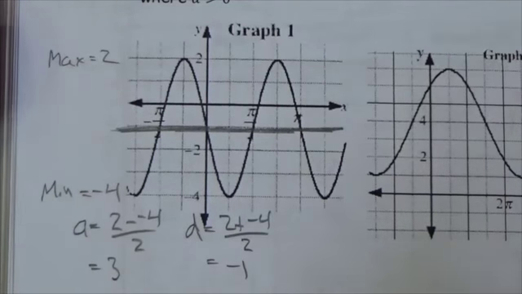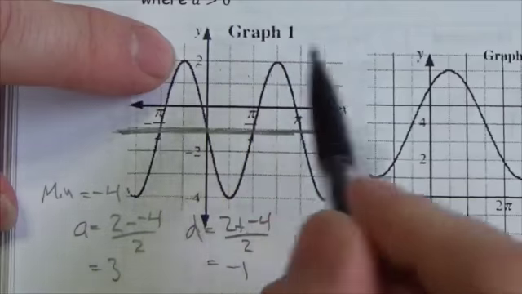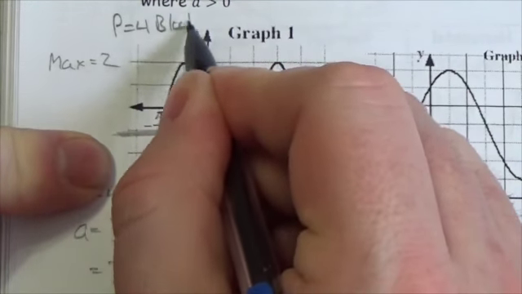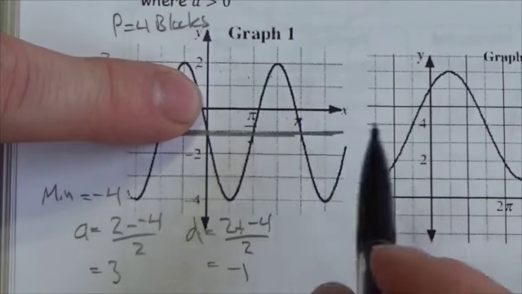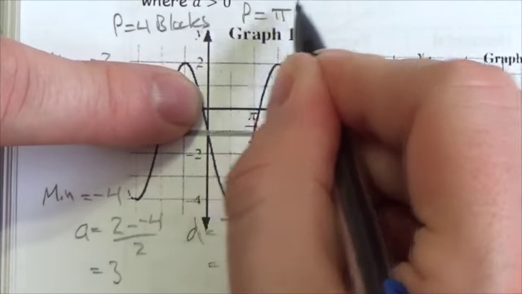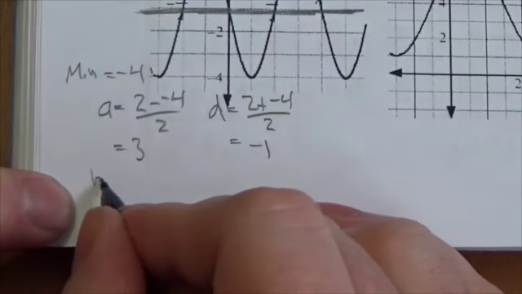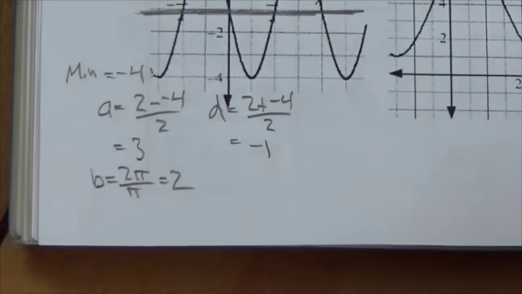Okay, now I'm going to count out the period. My period here is going to be 1, 2, 3, 4 blocks. Okay, so my period is 4 blocks. Now what I got to do is figure out what 4 blocks is. So I go to my origin, 1, 2, 3, 4. Turns out that's pi. So my period is pi. Okay, now b is going to be 2 pi over the period, pi. So my answer is b is equal to 2.